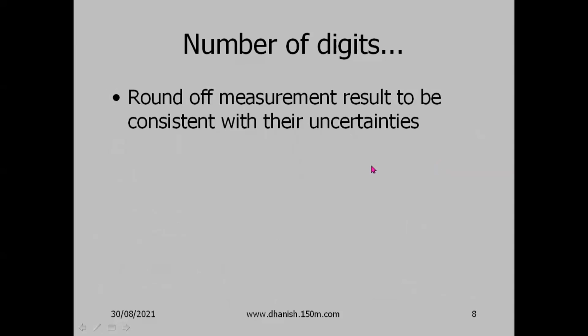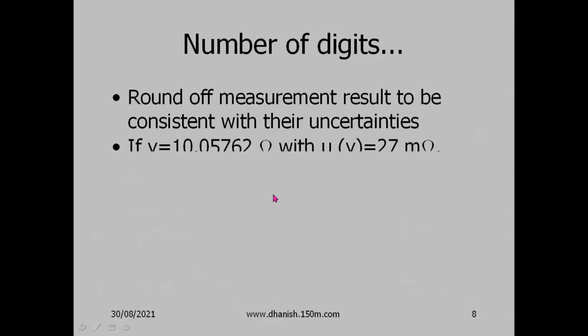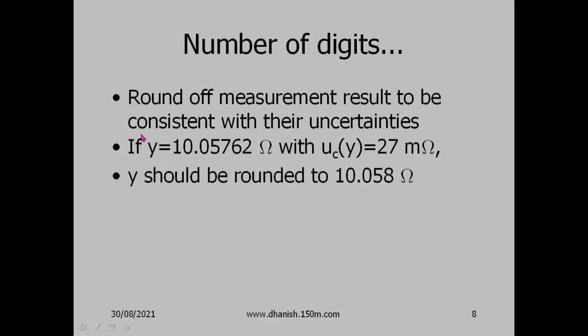Round off to the same digits. For example, if y equal to 10.05762 ohms with combined standard uncertainty 27 milliohms, so 27 milliohms means 0.00027 ohms. So this 62 and all may not be meaningful, so it should be rounded off to 10.058 ohms. Okay, because there is uncertainty in this 2 and 6, they are uncertain. So you should round off to 10.058 ohms.